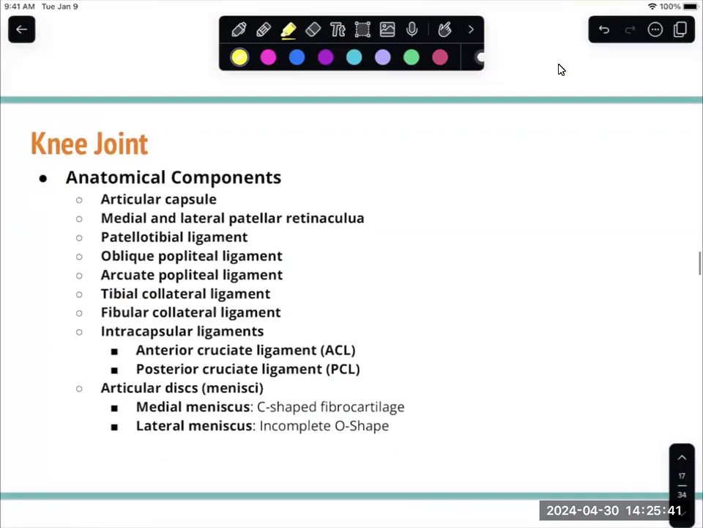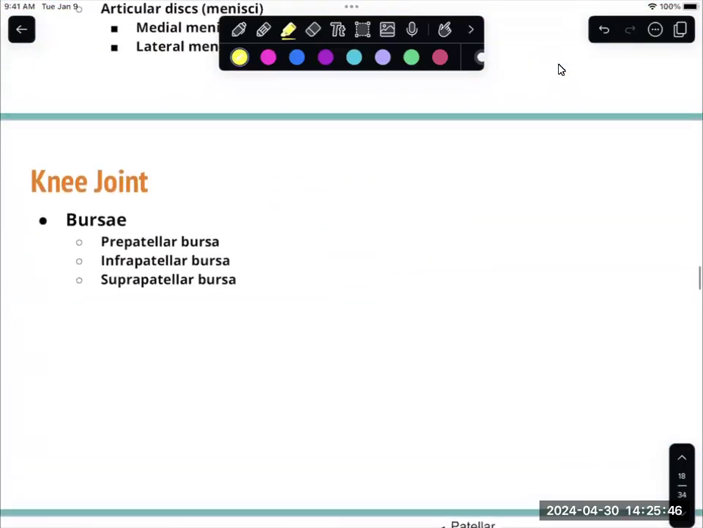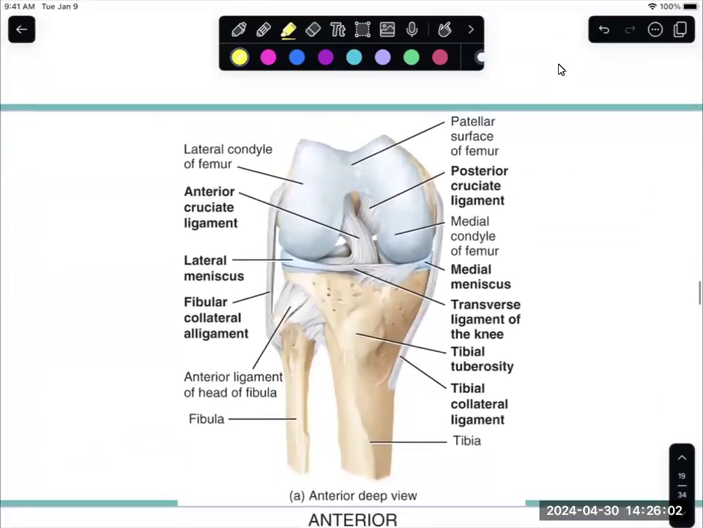There's a lot of different ligaments here. I'm going to go through and point them out. There's different bursa. Bursa are like little synovial, they're not joints, they're synovial little pockets of fluid with that synovial capsule around it that's helping to kind of cushion out that specific joint. So let's look at our knee joint here.